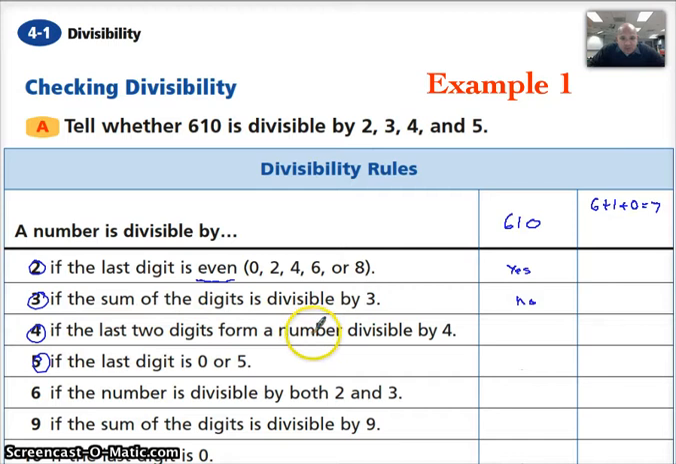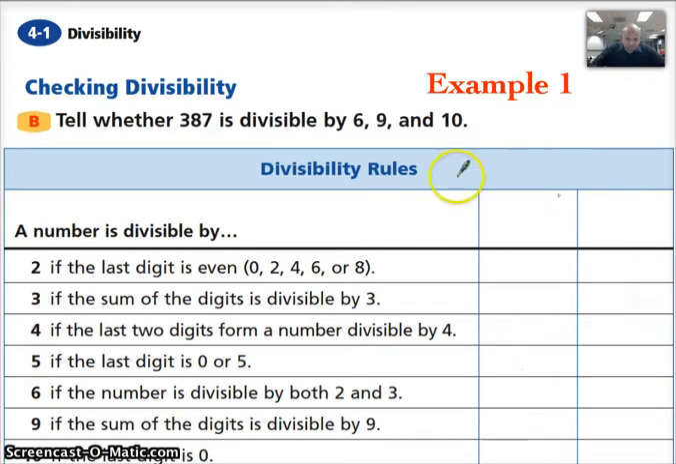If the last 2 digits form a number divisible by 4, well, let's take a look at the last 2 digits of 610. The last 2 digits of 610 is 10. Does 4 go into 10? No, it does not, evenly. So we're going to go ahead and put down the word no. Finally, is it divisible by 5? Does it end in a 0 or a 5? And indeed, it does end in a 0, so we have to say yes to divisibility by 5.